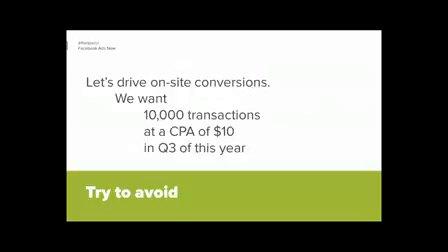So here's another one that we want to try to avoid, but this one's a little different. So here we do have our quantitative number in 10,000 transactions. That's something that we can easily measure. We do have a timeline in Q3 of this year. And then we also have a parameter. So we want to make sure that we're achieving these transactions at a CPA, a cost per acquisition of $10. So from what we've talked about so far, this is actually a pretty good goal.